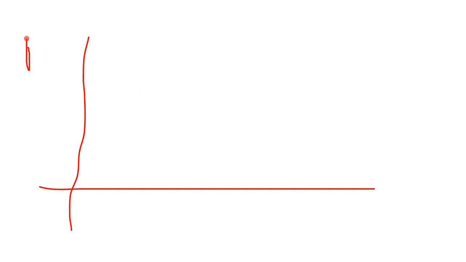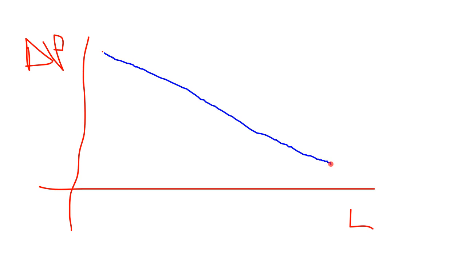So I'll do pressure drop, that's delta P, and we'll have L here. I'll draw a straight line down. So in fully developed flow, you get a constant decay. All right, so we'll call this the entrance region, LE.